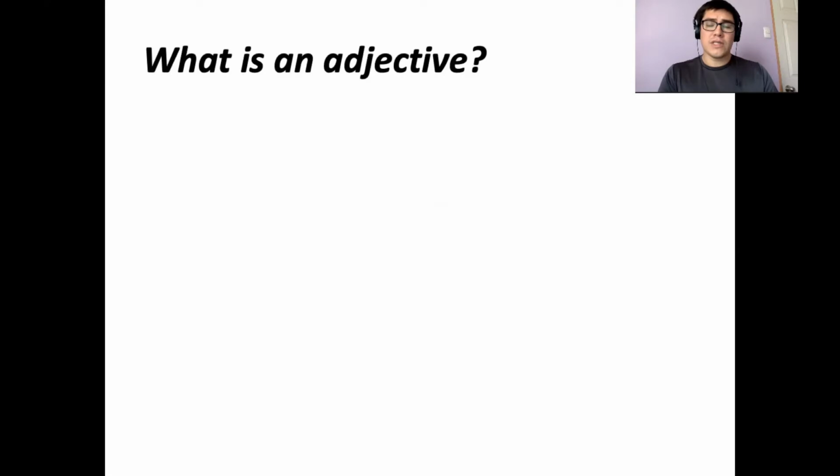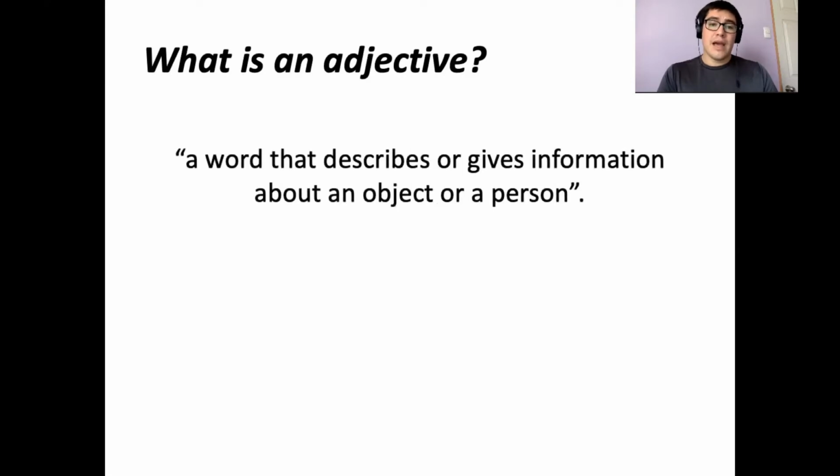So, what is an adjective? An adjective is a word that describes or gives information about an object or a person. So basically, it's the characteristic of a person or a thing. Let's see a few examples.